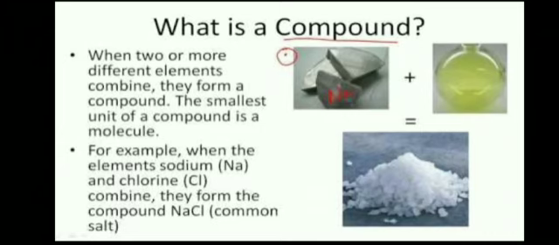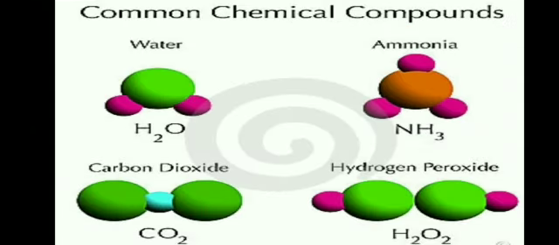So if we take sodium metal, it is very dangerous. And even chlorine gas, which is greenish in color, is also very dangerous. But when we combine these two elements, we get a common product called common salt, which we use as table salt in our daily life. So these are some of the common chemical compounds: water, carbon dioxide, ammonia, hydrogen peroxide.